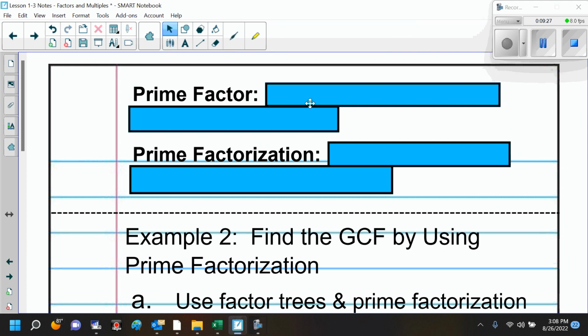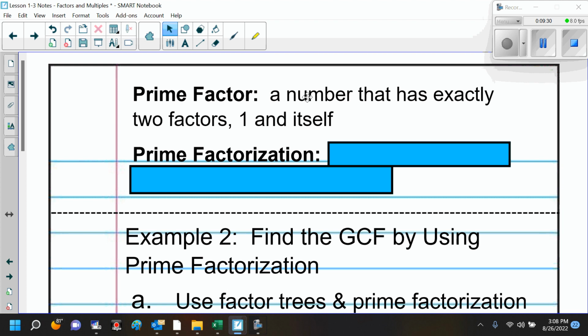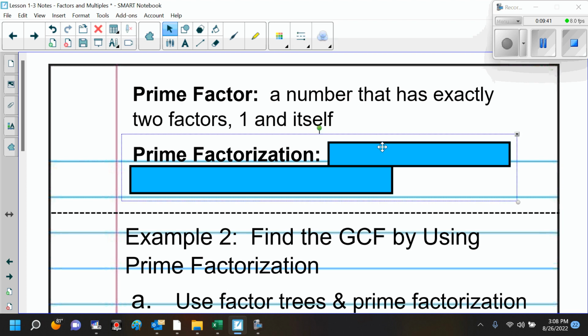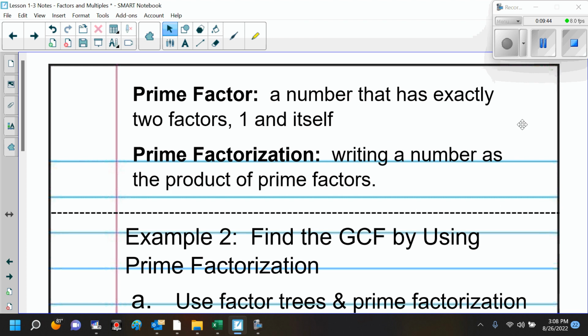So, what is a prime factor? A prime factor, and you guys write down this vocabulary, is a number that has exactly 2 factors, 1 and itself. Okay? The prime factorization is writing a number as the product of those prime factors. Make sure you write down that vocabulary. So, 3 is a prime factor. 11 is a prime factor. Right? 17 is a prime factor. Is 8 a prime factor? No, because I can multiply 2 times 4, right?